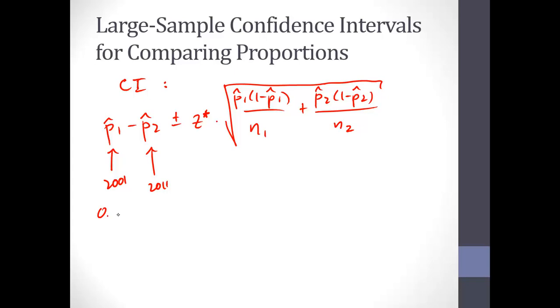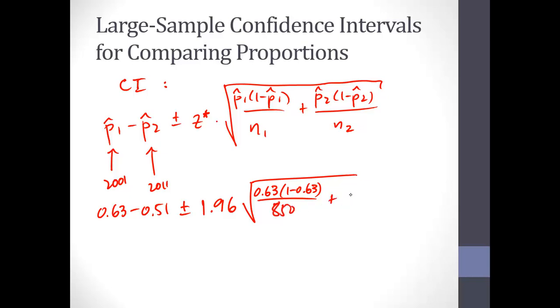So again, my estimates are 0.63 minus 0.51 plus or minus. What's my z star if I want a 95% confidence interval? Very close. 1.96. Check the table, right? So Alyssa was very close. 1.96, and then we can do this big calculation. We have 0.63 times 1 minus 0.63 over 850 plus 0.51 times 1 minus 0.51 over 1021. All that under the square root.